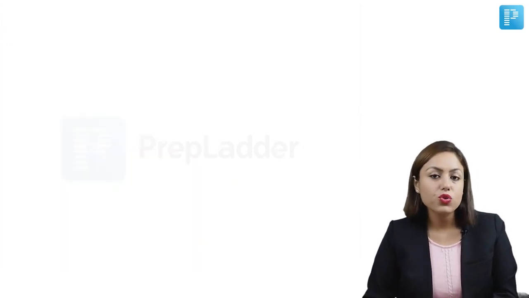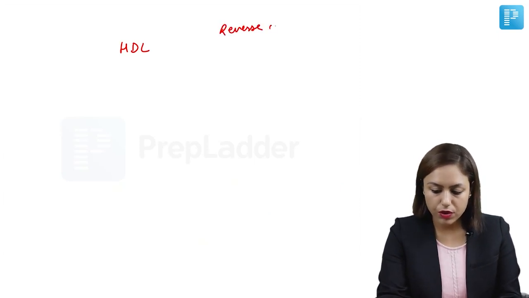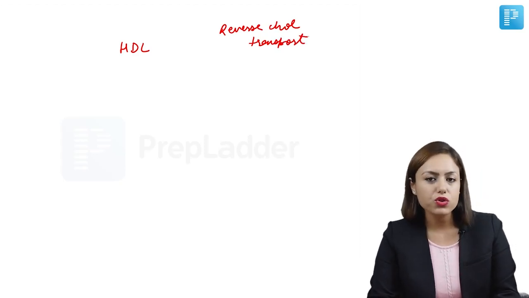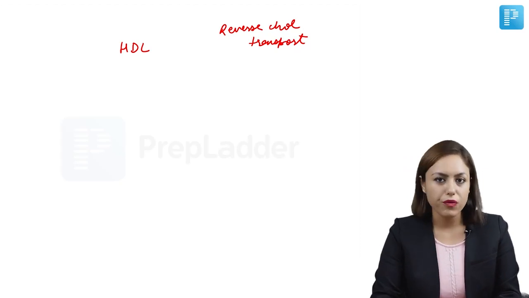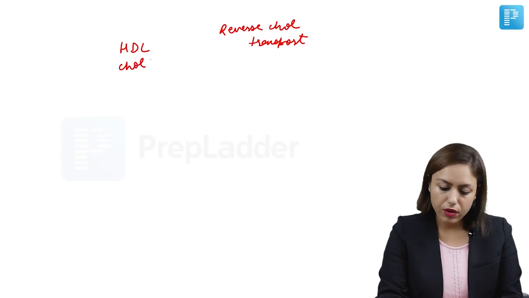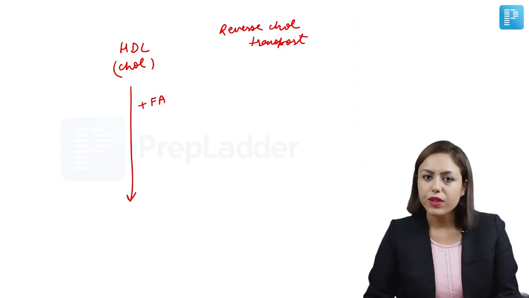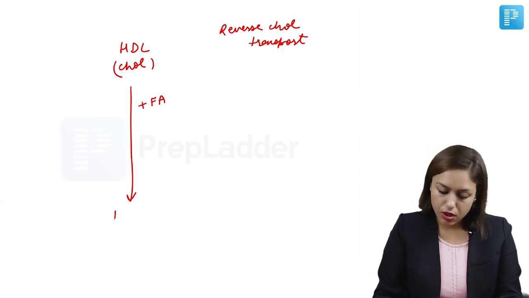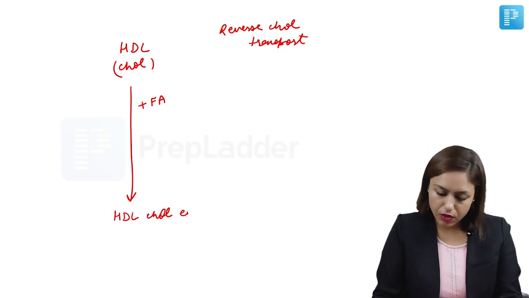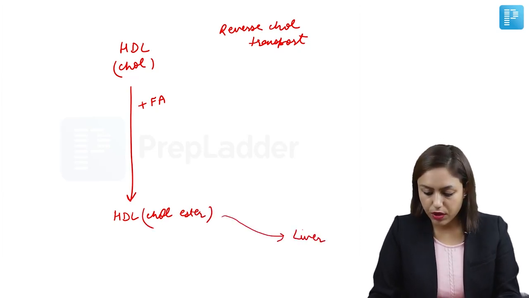Now, how HDL has cholesterol ester? HDL will do reverse cholesterol transport. Reverse cholesterol transport means it will take cholesterol from peripheral tissues back to liver, okay? So, when HDL goes to peripheral tissues, it will acquire cholesterol. First, it will acquire cholesterol. Then it will add one fatty acid in cholesterol. So when we add one fatty acid in cholesterol, then what we get is cholesterol ester. So this cholesterol ester will be transported to liver, right?